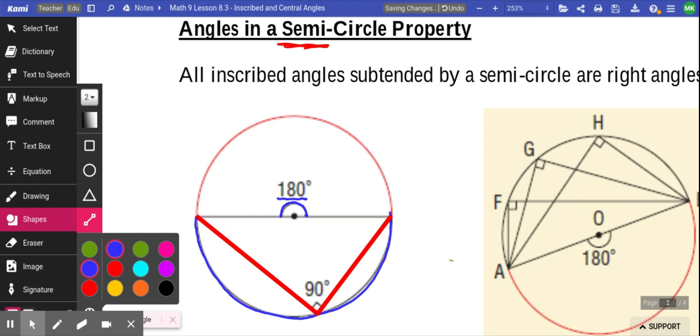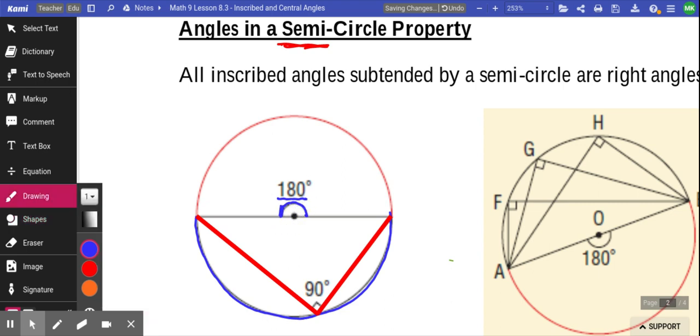So if you're going from one end of the semicircle to the other end of the semicircle, it'll always create 90 degrees. The reason that's happening is because of our double rule, right? You can see this angle is 180, which is the central angle because it went through the center. Right? This is through the center right here. So that means this should be half of 180. Half of 180 is 90.